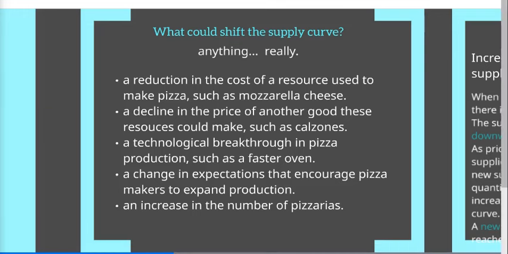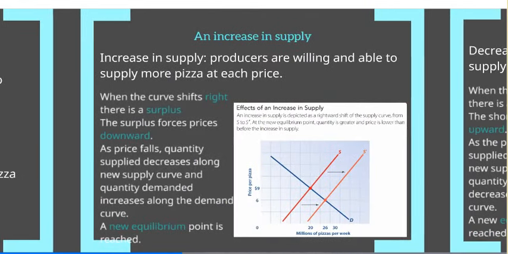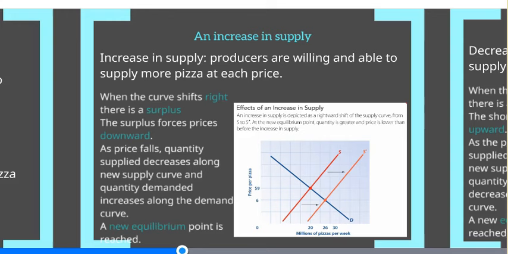If these shift, they could cause an increase in supply or a decrease in supply. So let's talk about an increase in supply first. An increase in supply means that producers are willing and able to supply more pizzas at each price. When the supply curve shifts to the right, there is a surplus. The surplus forces prices downward.